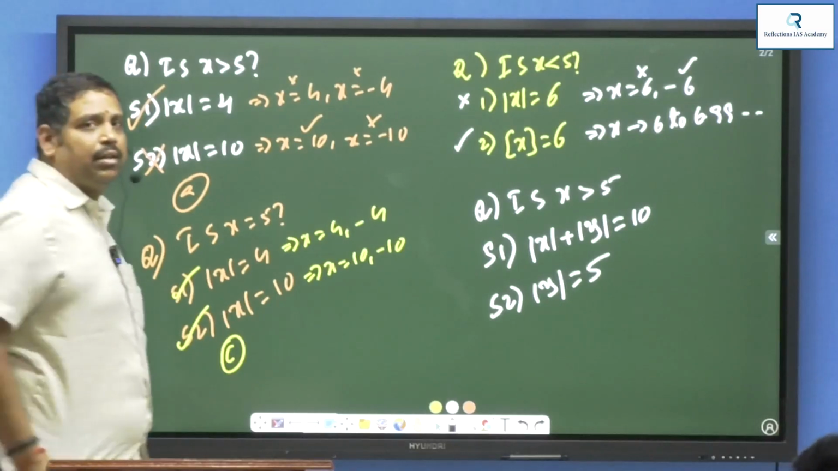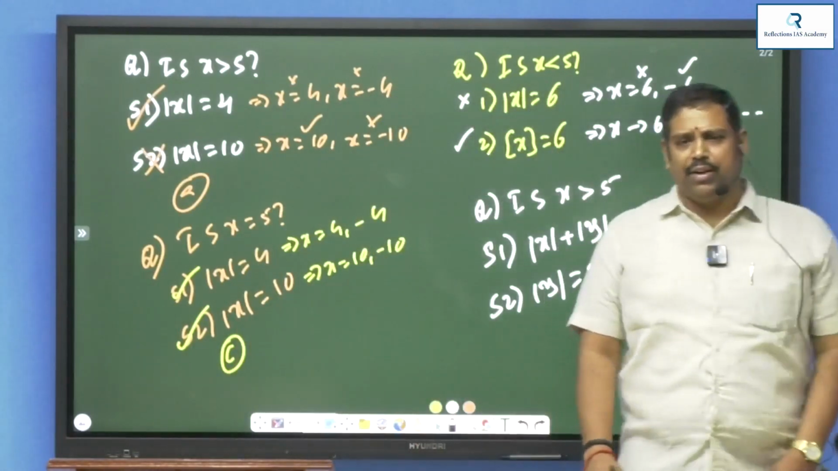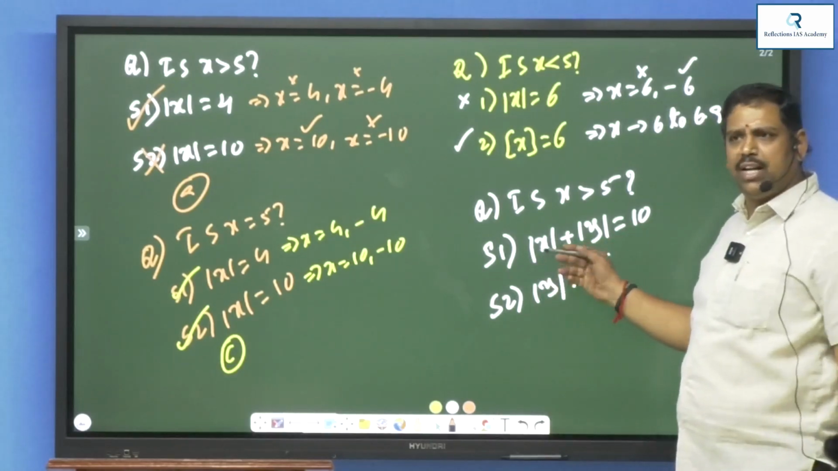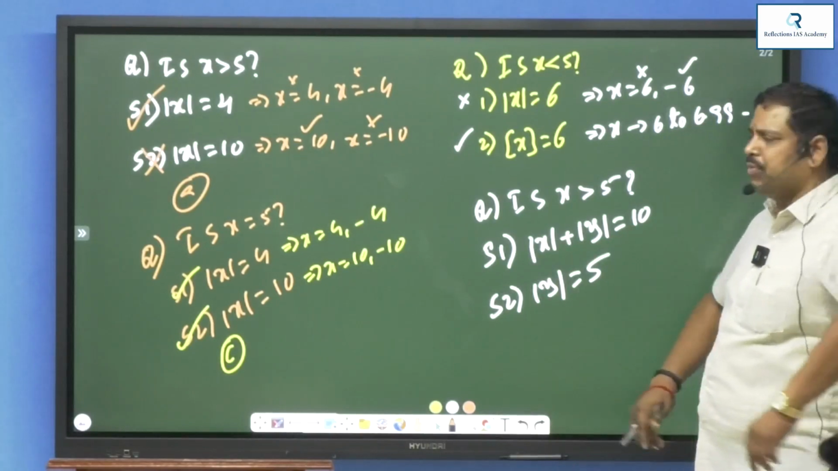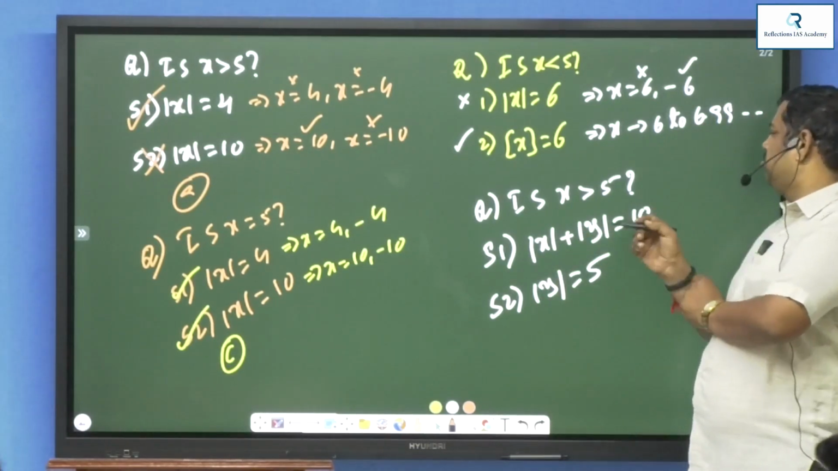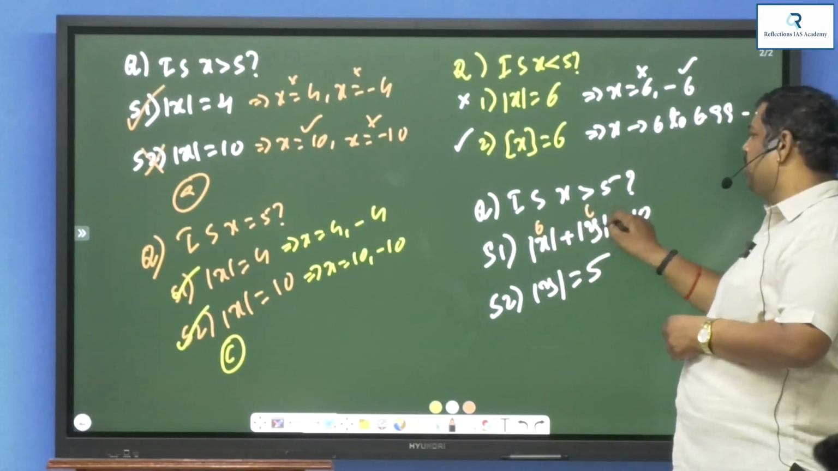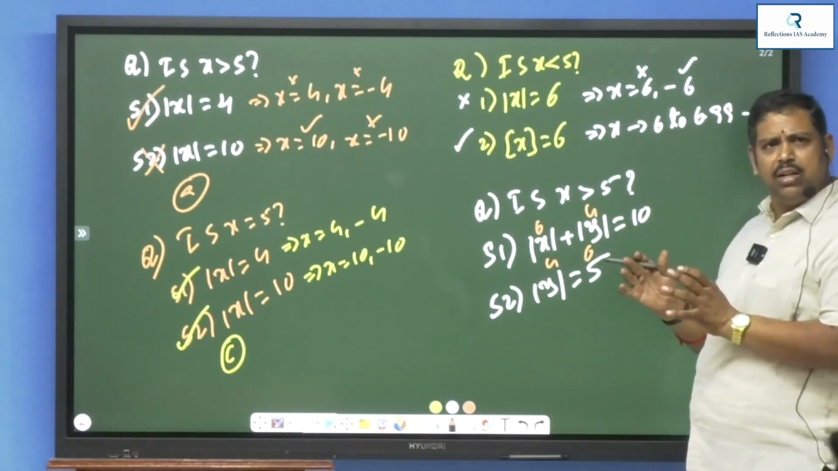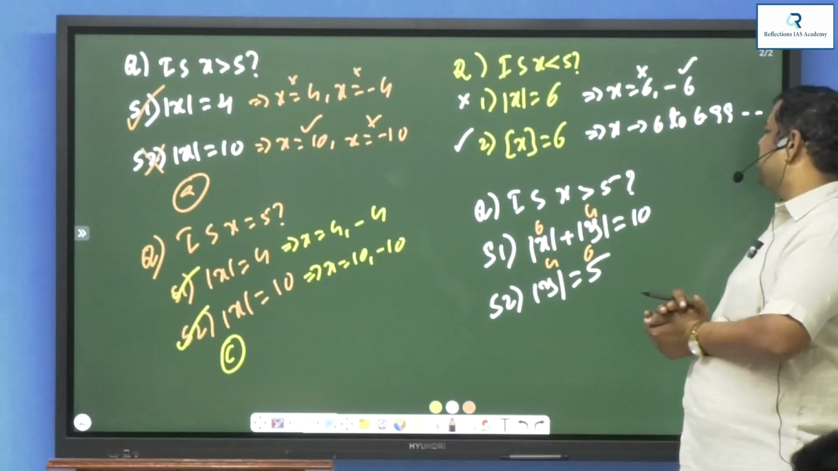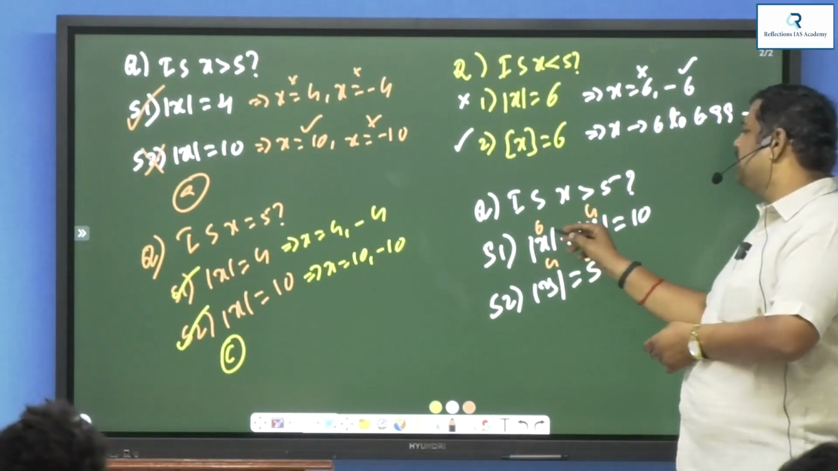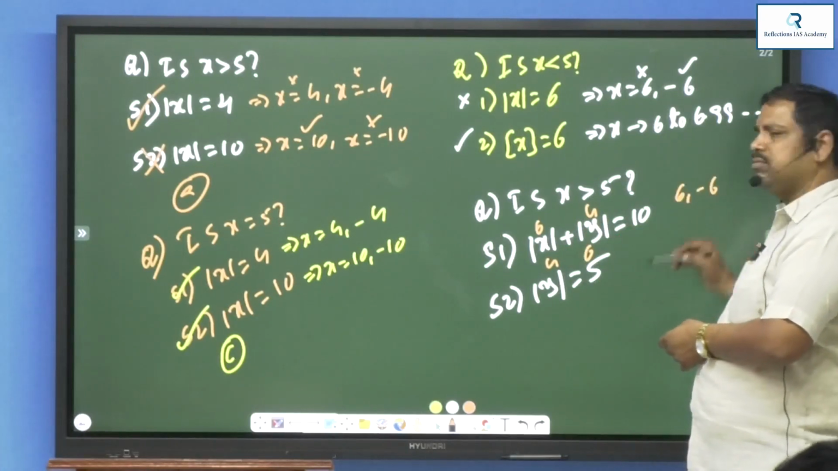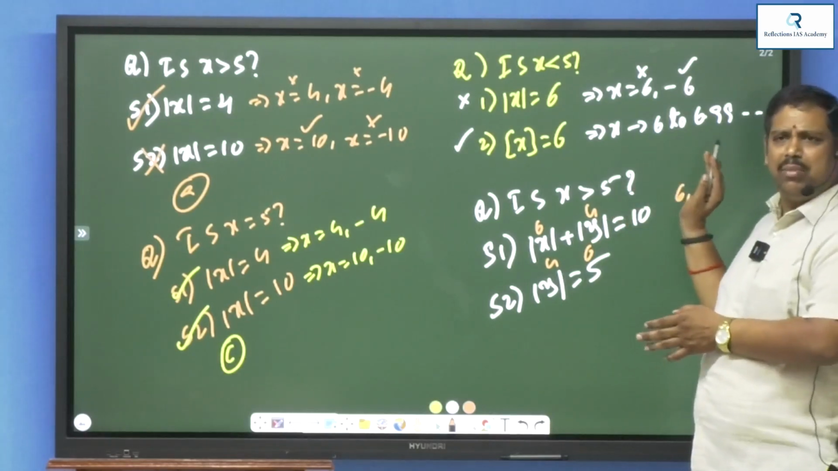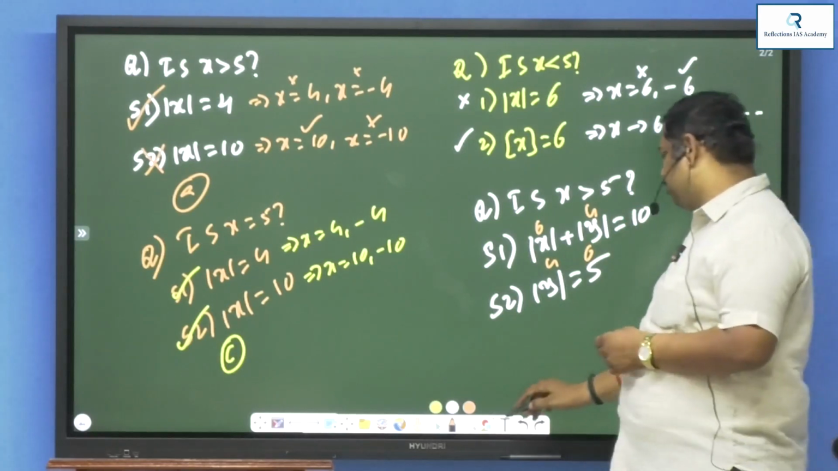Right, shall we start? Alright, is x greater than 5? Question. Fine. Yeah, this is dependent on only S1 or S1 and S2 both? Both. Okay. So, mod x plus mod y is equal to 10. Mod x may be 6. Mod y may be 4. Mod x may be 4. Mod y may be 6. So many possibilities like that. In so many cases, what I can say is mod x if it is 6, x might be 6 or minus 6. In 6 case it is correct. In minus 6 it is wrong. Means am I able to come to a conclusion or unable to come? So, chhod do.